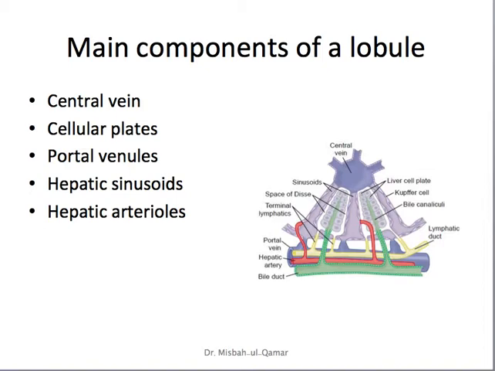Here you can see the main components of a liver lobule, which are the central vein, the cellular plates, portal venules, hepatic sinusoids, and hepatic arterioles. A central vein, of course, is located in the center of the lobule, and all the central veins of different lobules drain into the hepatic veins, which in turn drain into the vena cava.